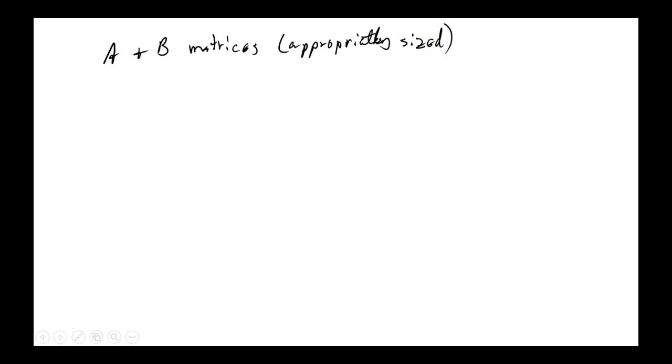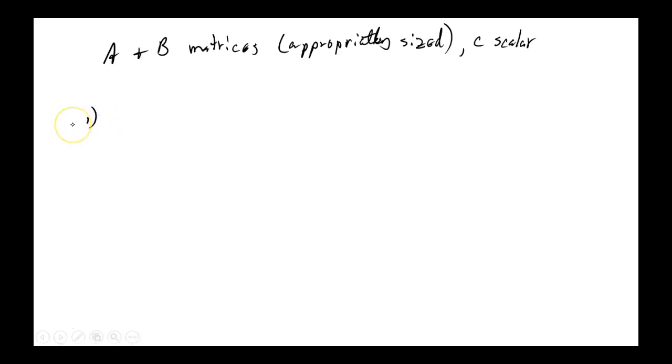So what we have here are A and B are matrices, which is what we usually would think, with sizes such that the matrix operations are defined. I'm just going to say appropriately sized. I can't spell sized. Okay. C is a scalar. Okay. Then the following properties are true.